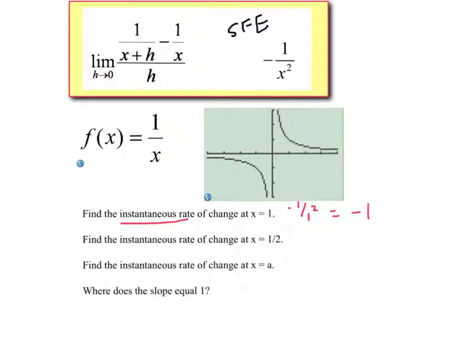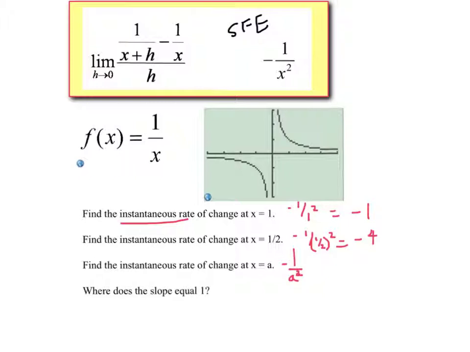What's the instantaneous rate of change at 1/2? Negative 1 over 1/2 squared would be negative 4. So at any a, we just plug in a. It should be negative 1 over a squared.